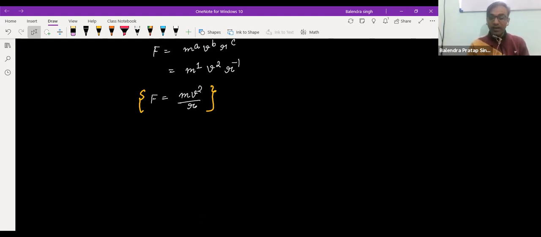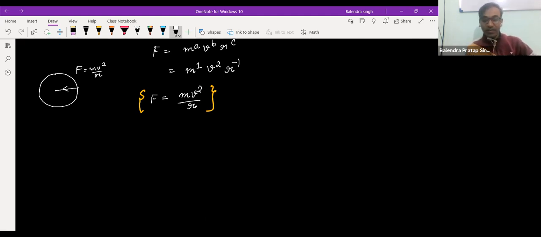Okay, so this is centripetal force, which I discussed. Basically, when a body moves in a circular motion, it experiences a force in the inward direction. That force is centripetal force, and its value is mv square by r. Here I just discuss it by the dimensional method. What is the physics behind it and how this formula comes, I will discuss in another chapter. This chapter only belongs to dimensional representation and unit systems.